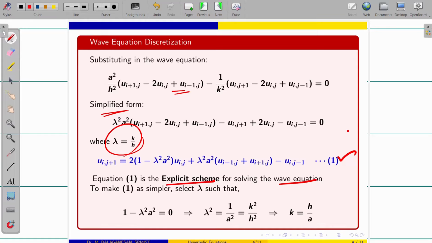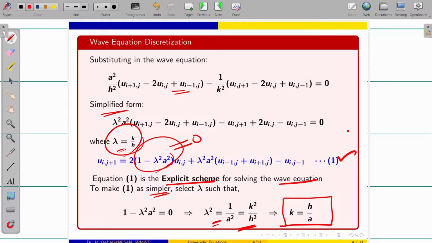They will ask for MCQ. Even if you want to write it in the easiest way, in equation 1, we are going to make this value 0. 1 minus lambda square a square equal to 0 to simplify the equation. So we are going to give the simpler form. 1 minus lambda square a square equal to 0 implies lambda square is 1 by a square, which is equivalent to what is lambda square? K square by h square. From this one only, we are deriving k equal to h by a.